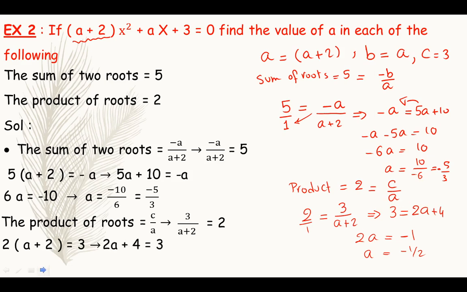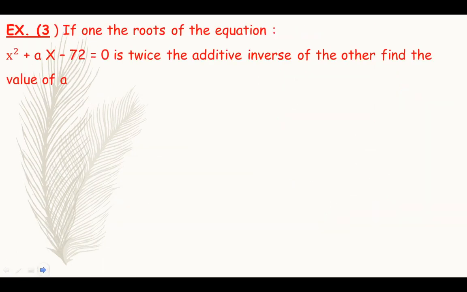By distributing, 2 times a equals 2a, and 2 times 2 equals 4. This is equal to 3. And the last thing, 2a equals negative 1, so a equals negative half. Okay? Okay, let's go to another example.